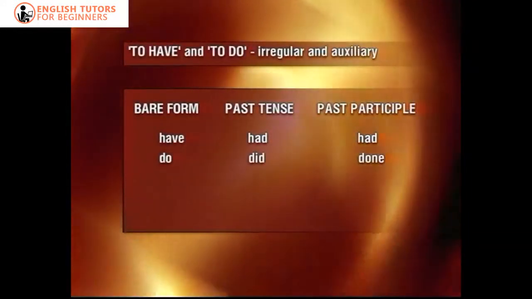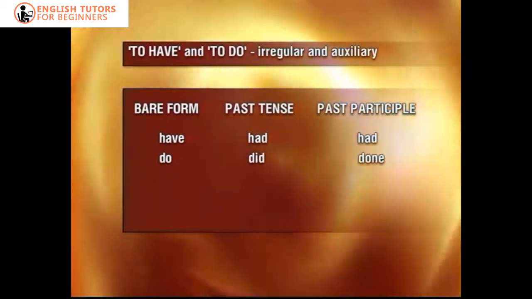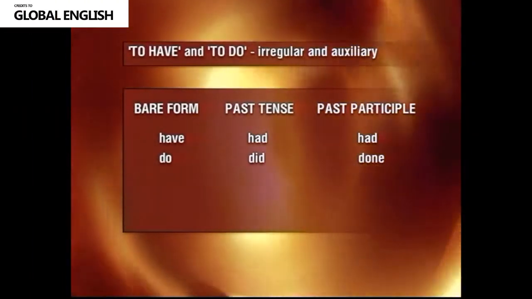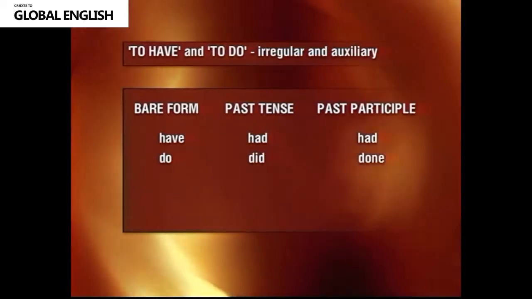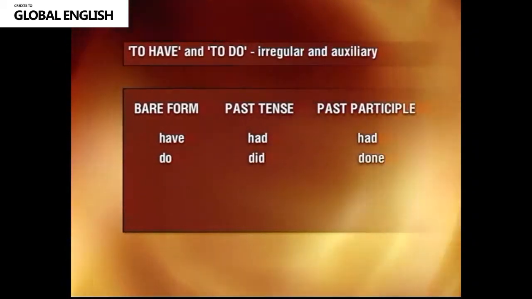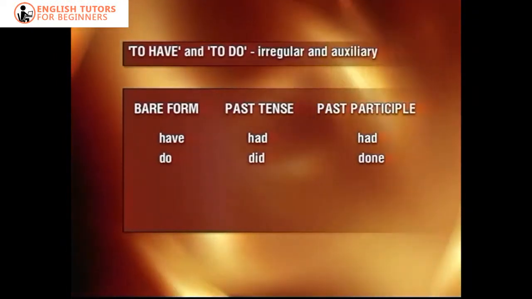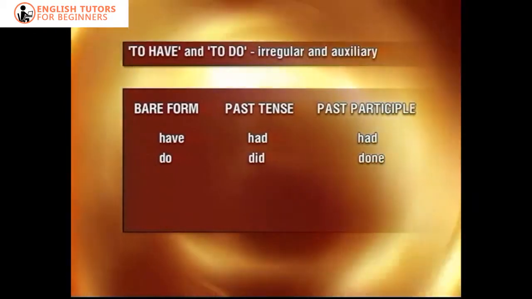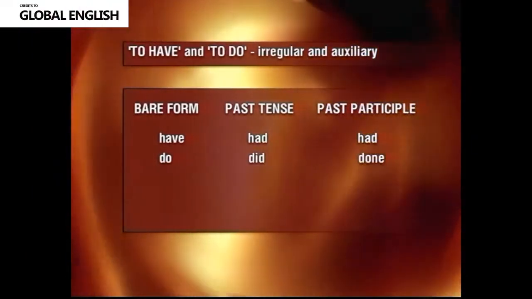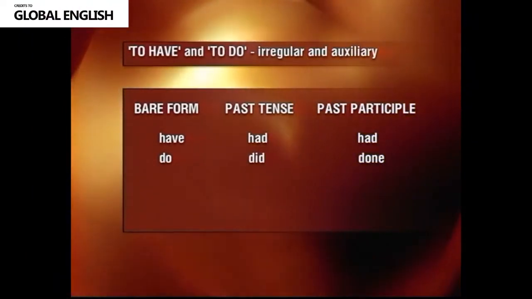To have and to do are simpler than to be. To have and to do, irregular and auxiliary. Bare form, have. Past tense, had. Past participle, had. Bare form, do. Past tense, did. Past participle, done.